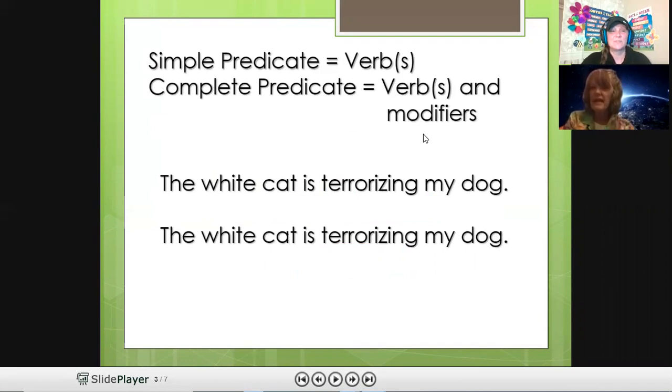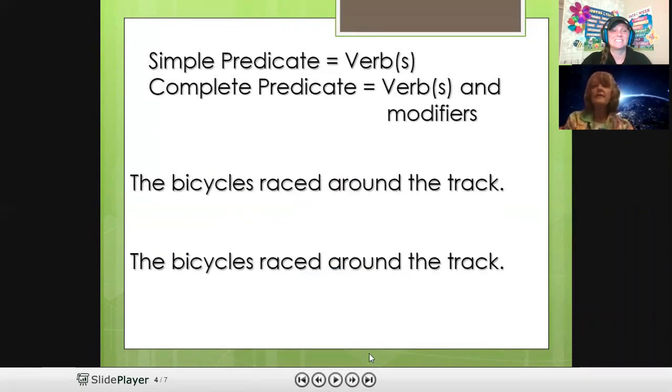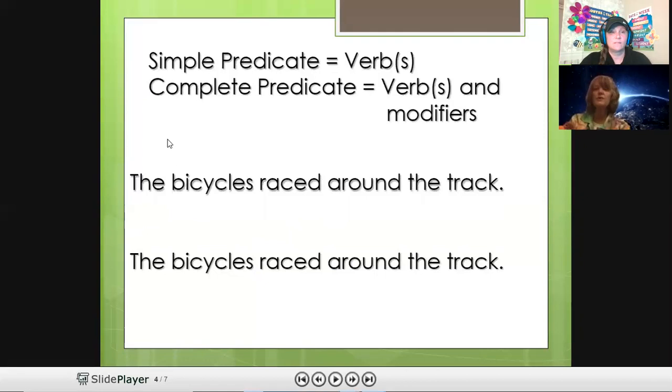Okay, so the next slide would be. Should we do one more? Okay, this is the next one. This is simple predicate and simple verb, and then complete predicate with the verbs and the modifiers. So if you'll go ahead and read that, I want us to do Mrs. Hurt, I still want us to do the complete subject and the complete predicate on this sentence also. Okay, good. All right, so the bicycles raced around the track.